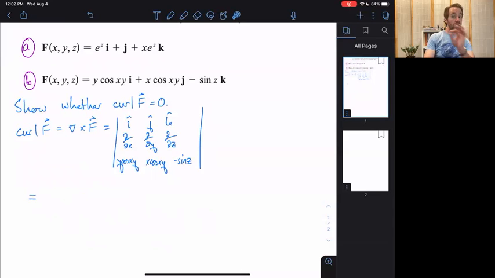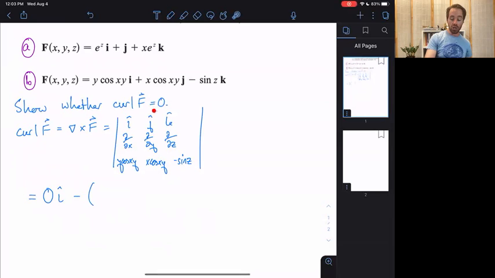Partial derivative of negative sine z with respect to y, 0. Partial derivative with respect to z of x cosine xy, yeah, it's a scary looking function, but this is z. Z doesn't show up here. So those are both just 0. Boom, identically. So this is 0i. All right, so far so good.